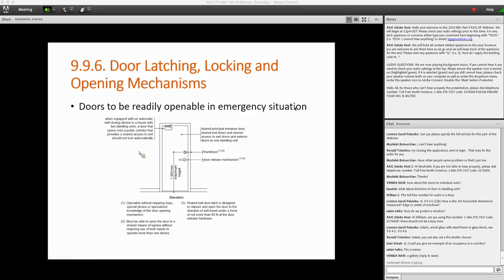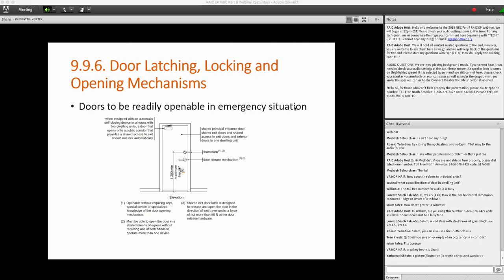Okay, so they have to be openable from the inside without requiring keys or special devices or specialized knowledge of the door opening mechanism. And they also have to be such that they do not automatically lock, after, for instance, an occupant swings the door open and then the closer brings it back to the closed position. So first of all, it has to be readily openable. Secondly, exit doors are required not to have any locks.